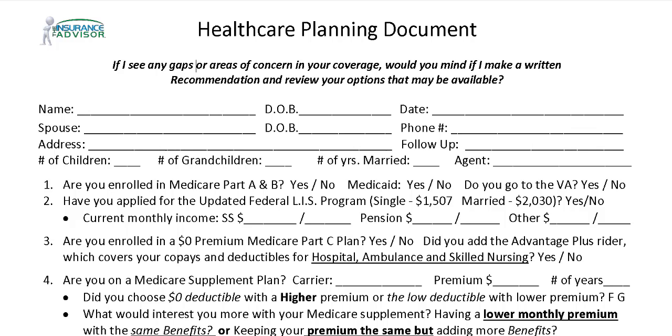Before you start going through all these questions, you need to ask for permission. So if you see an area of concern, can you provide them with a solution? And that's what this question is asking. If I see any gaps or areas of concern in your coverage, would you mind if I make a written recommendation and review your options that may be available? And you want your client to give you a simple yes response to that.